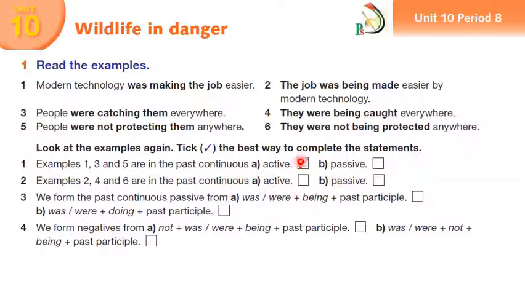Active or passive? This is the example: The job was being made easier by modern technology. They were being caught everywhere. They were not being protected anywhere. After was and were comes being, then verb 3: made, caught, protected. So examples 2, 4, and 6 are in the past continuous.